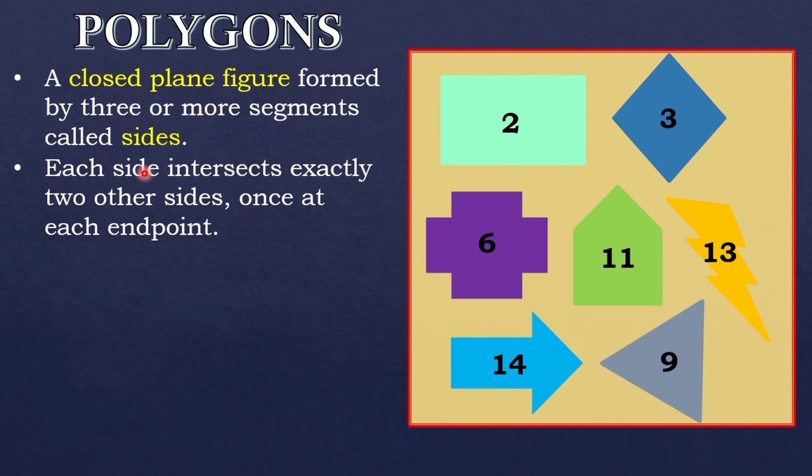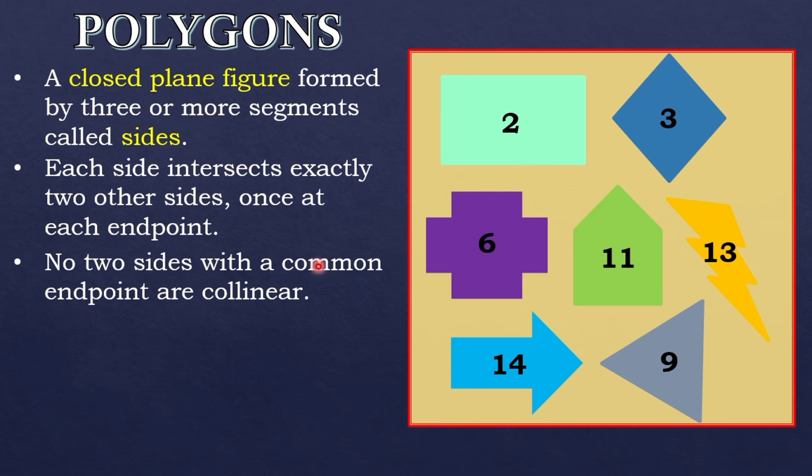Another, each side intersects exactly two other sides once at each endpoint. Pag sinabi nating intersects, halimbawa ito yung side mo, dapat mag-intersect siya doon sa isang side at mag-intersect din siya dito sa isang side. So, meron silang common endpoint. But remember, yung intersection po nila o yung common endpoint nila dapat hindi collinear. So, kagaya nito, ito yung endpoint, they are non-collinear.